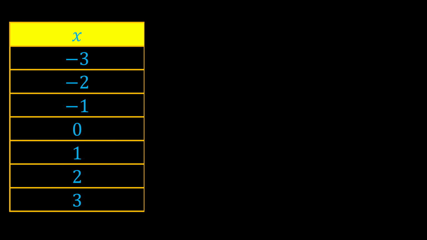I like to pick about 5 to 7 semi-arbitrary x values. I would like for one of them to be 0, and the others to be split between negative and positive numbers. It's good to see what happens in all 4 quadrants.